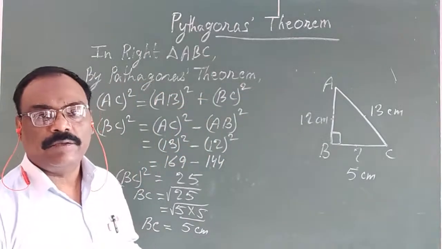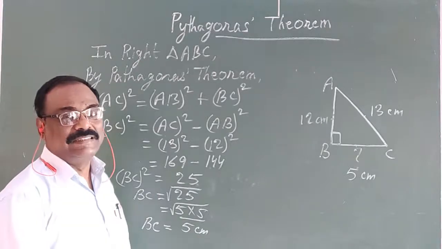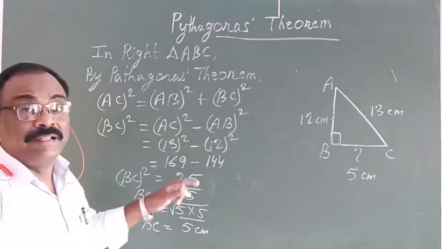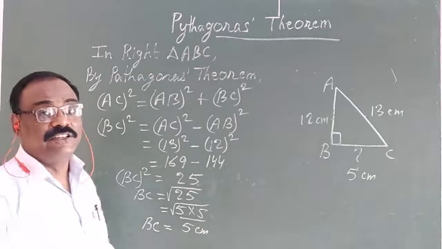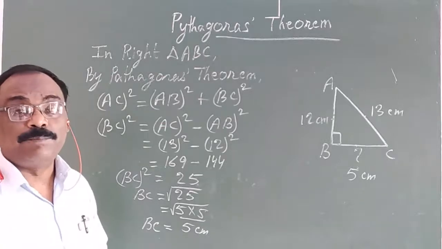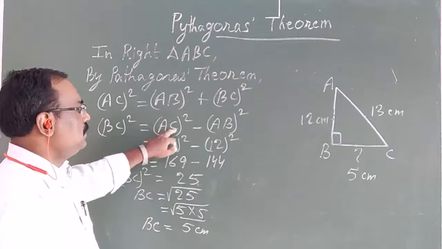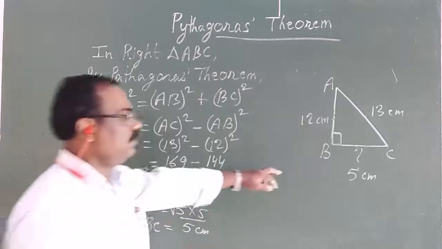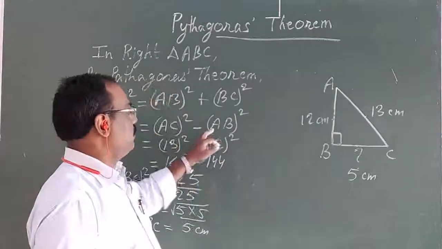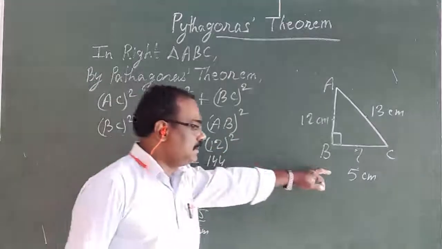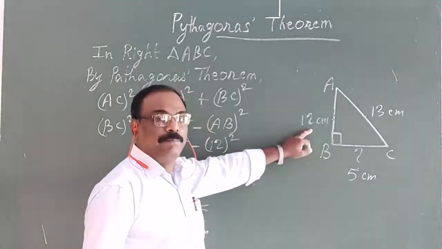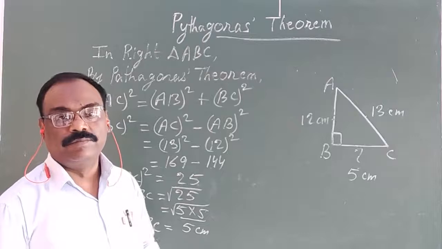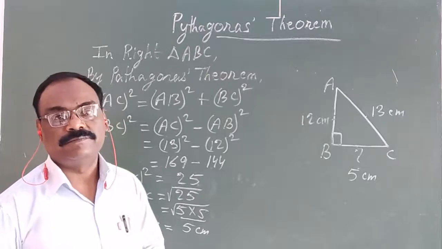So in any case we can find it. If the hypotenuse is needed, then we will use the first formula. If one of the sides is needed, we always need to subtract from the hypotenuse. The hypotenuse will come first, then one of the lengths we need to subtract. If here we were finding BC, we subtract AB. If they have given us BC and we need to find AB, we will subtract BC from here. So we will get the other side length.